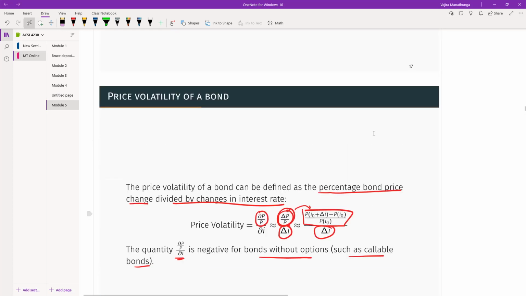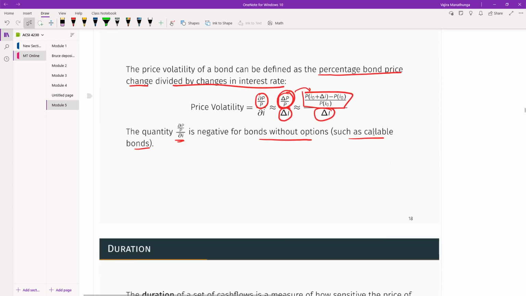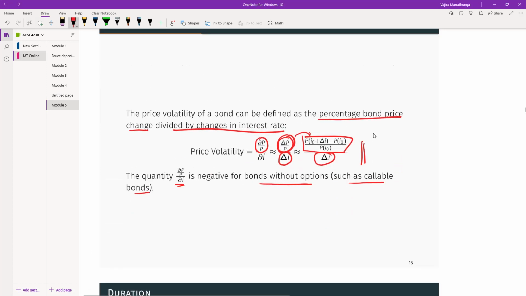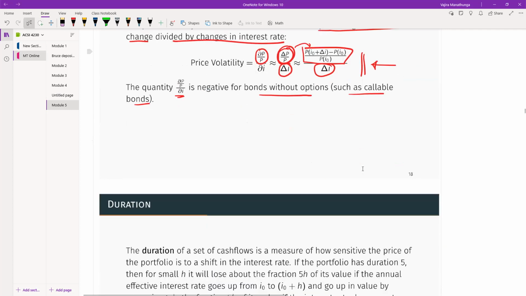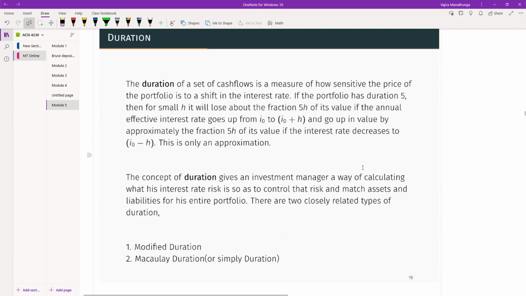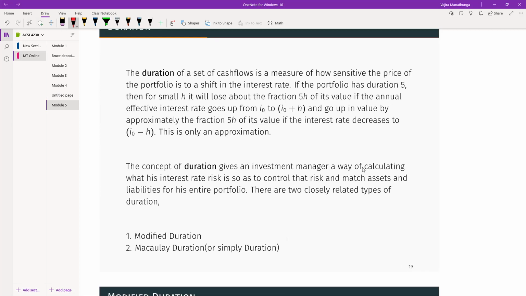Okay, so let's go to the first topic. This is basically the definition of price volatility, but then we are going to convert it to a measurement unit. So the first thing we are going to discuss here is duration. The duration of a set of cash flows is a measure of how sensitive the price of a portfolio is to a shift in the interest rate. If the portfolio has duration 5, then for small h, it will lose about a fraction 5h of its value if the annual rate goes up from I0 to I0 plus h, and go up in value by approximately a factor 5h if it decreases.